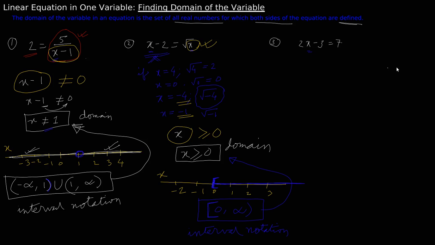Now let us see problem number 3. First of all, let's look at the right hand side. The right hand side is a simple number, so for any value of x, the right hand side is defined, no problem. Now let's look at the left hand side. The left hand side is 2x minus 3. Even if I put x equal to 0, 1, 2, 3, or x equal to -1, -2, -3, no matter what number I put, I still can compute the left hand side. So for this problem, x can take what? Any real number.